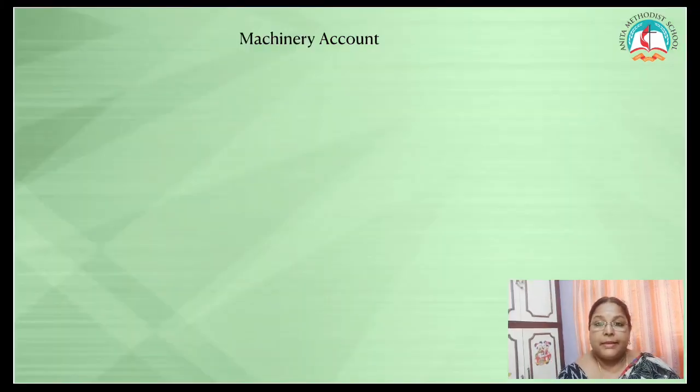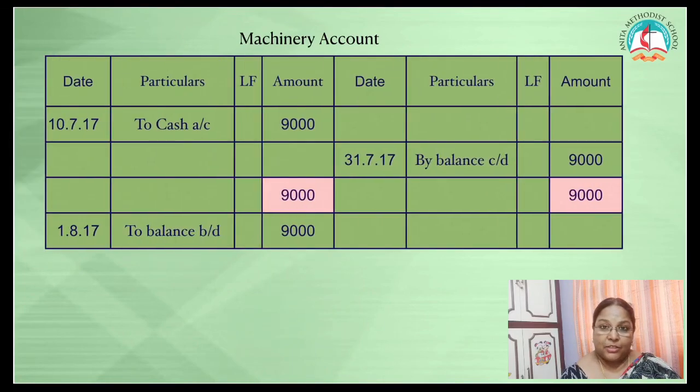Let's see the next account, that is machinery account. Machinery account debtor to cash account was your journal entry. So in my machinery account, I should not write machinery. To cash account 9,000. Since I have only one transaction, closing the account as by balance carried down 9,000, total on both the sides. The closing balance will be taken up as the opening balance for the next month. Right? Okay.